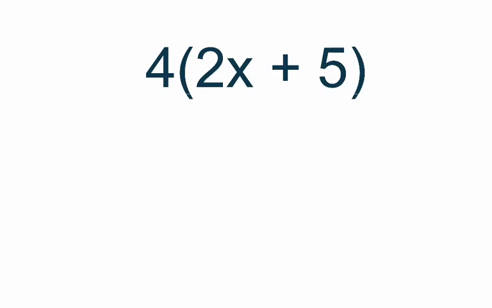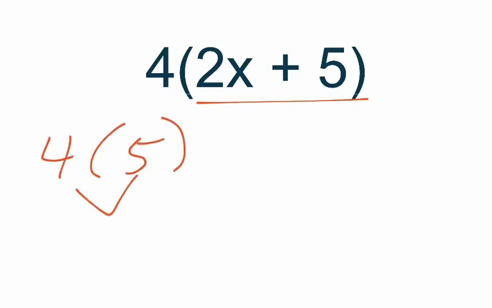When we use distribution, it's going to be when parentheses come up in either an expression or an equation. We have an expression here: 4, and then in parentheses we have 2x plus 5. With what we know about multiplication, we're multiplying 4 times whatever values are inside of the parentheses. If we had 4 times 5 inside parentheses, we'd multiply 4 times 5 and that would be 20. Well, we don't have one single number in there, and we've got a variable.